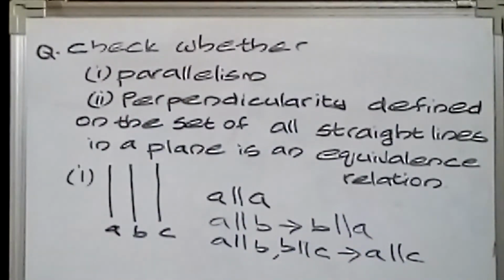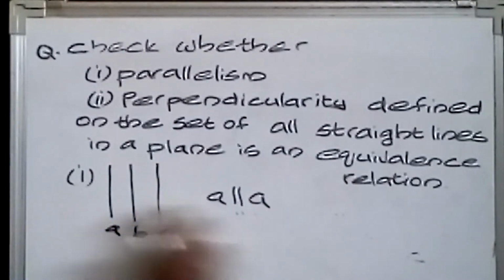Parallelism of all straight lines drawn in a plane is an equivalence relation. But it is not the case for perpendicularity.